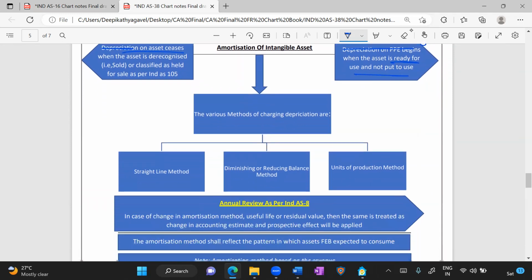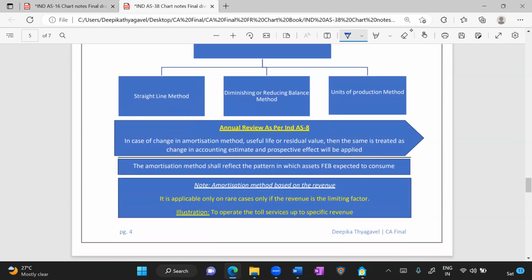And what are the various methods of amortization that are present? You have the straight line method, you have the diminishing or the reducing balance method, and you have the units of production method. And as per Ind AS 38, annually you should review whatever amortization method is being applied.